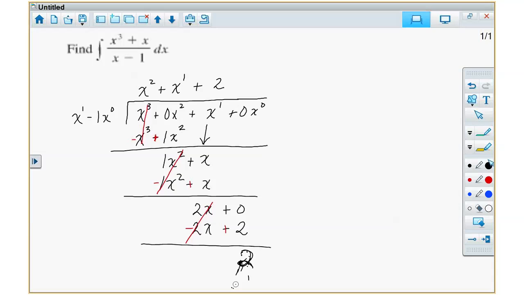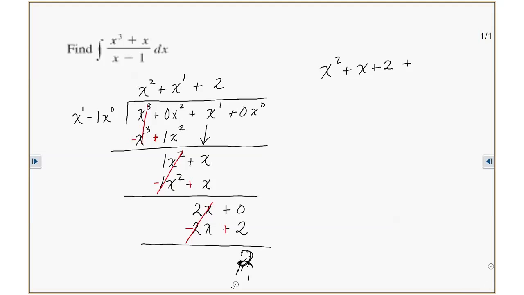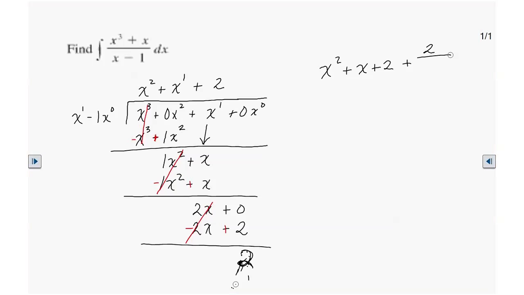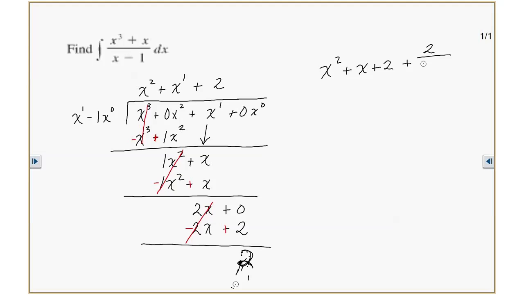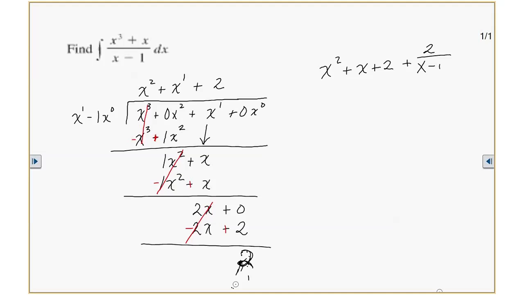Hubert, that's right, x squared plus x plus 2 plus what? 2 over x minus 1. How many of y'all remembered that from algebra?